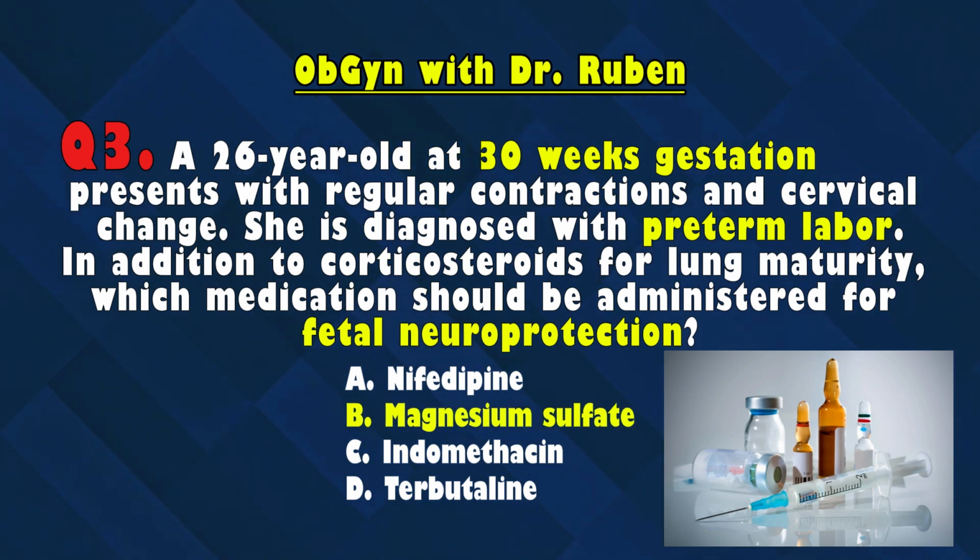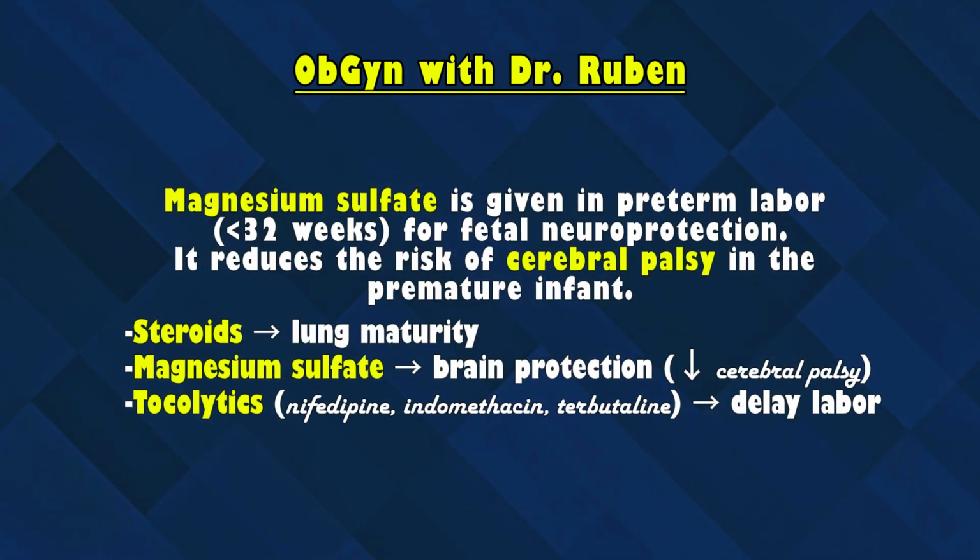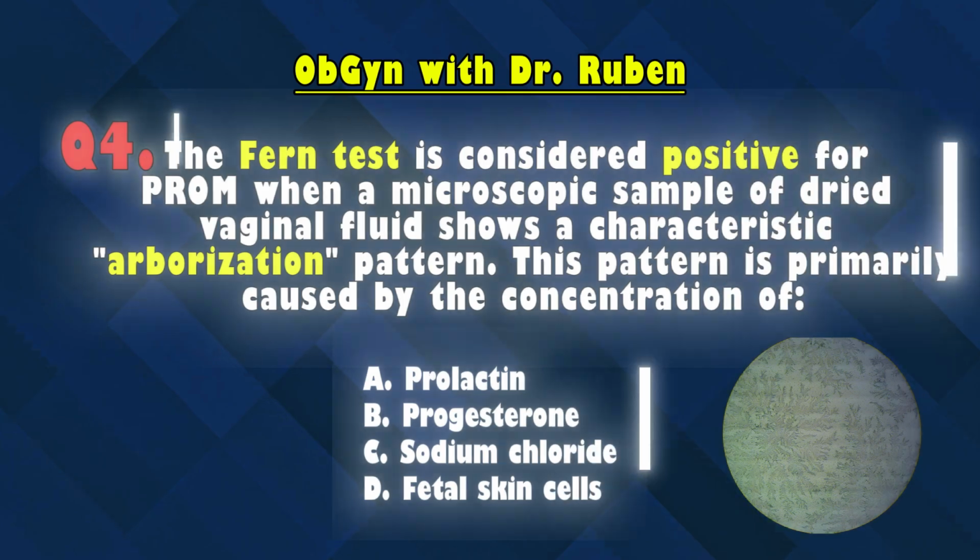The answer is B, magnesium sulfate. It is given in preterm labor less than 32 weeks for fetal neuroprotection. It reduces the risk of cerebral palsy in the premature infant.